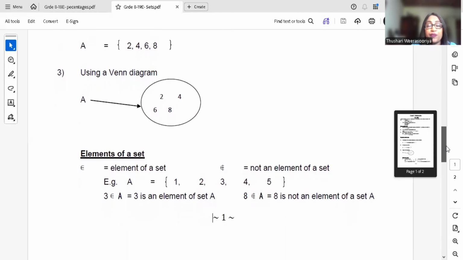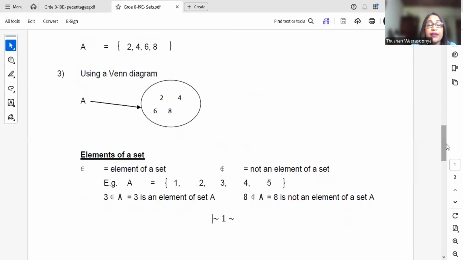We'll go to the next part. Elements of a set. Now, in mathematics, you get a lot of symbols. You must know these symbols very well. The symbol is this. I'll write it here. It's like a C with a line drawn like this. Curve, curve, and like this. That's the symbol for element of a set. Not an element of a set: you write this and cut it. That is not.